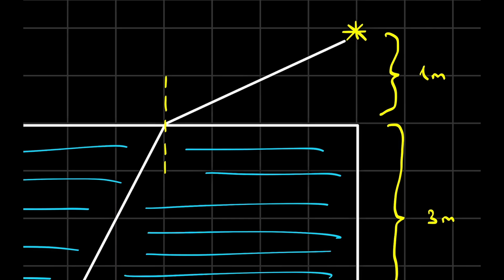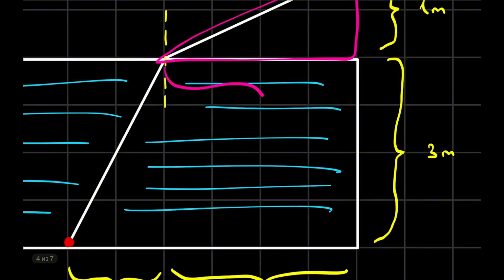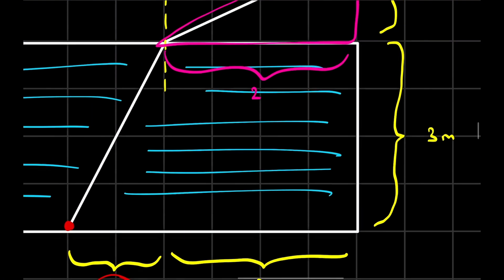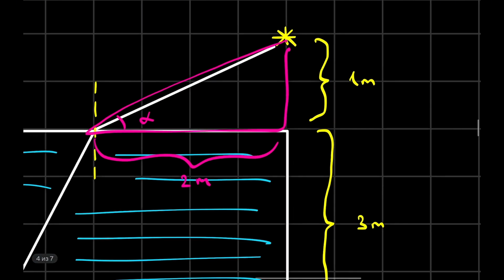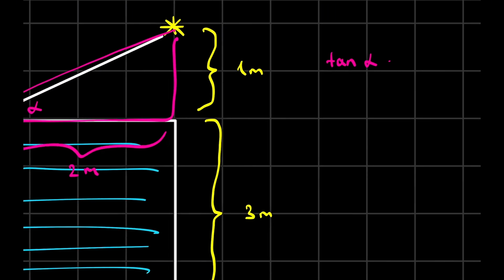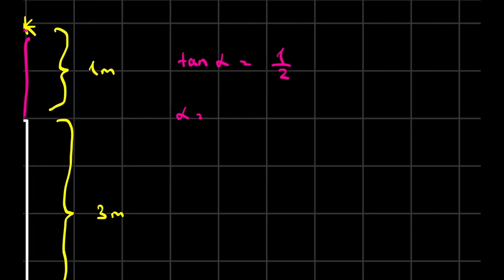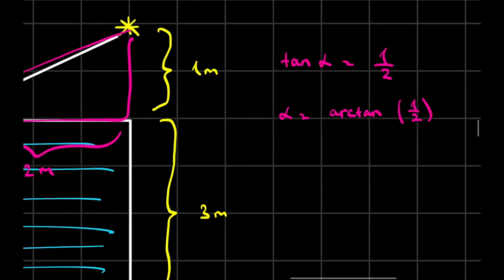Let me show you, this is some triangle, and we know exactly what this side is. It's got to be 2 meters, and we know this opposite side is 1 meter, and we take this alpha. So tangent alpha is going to be 1 divided by 2, because opposite is 1 and adjacent is 2, and alpha is going to be arctangent of 1 divided by 2. Not bad.